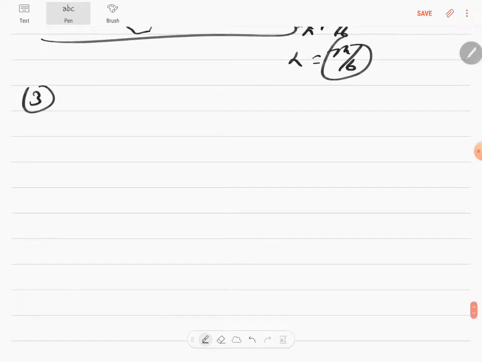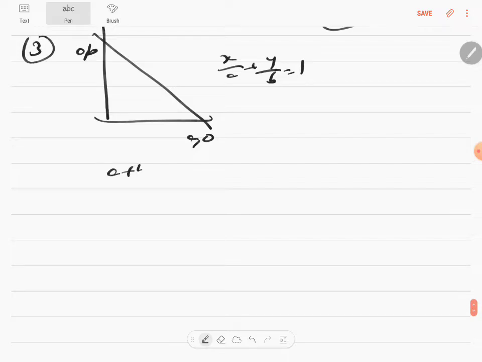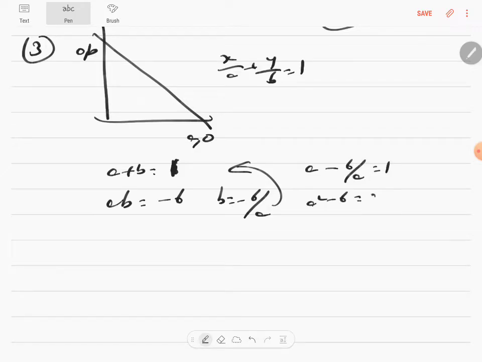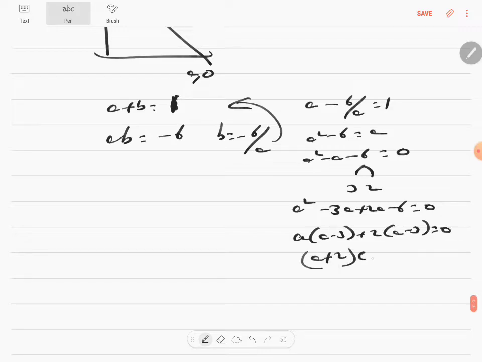An equation of a line which cuts off intercepts, the word intercept is there, which are a comma 0 and 0 comma b. The equation is x by a plus y by b is equal to 1, the intercept form, whose sum of the intercepts is equal to 1, and the product of the intercepts is equal to minus 6. So b is equal to minus 6 by a, substituting back in the linear equation, a minus 6 by a is equal to 1, a square minus 6 is equal to a, a square minus a minus 6 is equal to 0. 3 2s are 6, so splitting the middle term, minus 3a plus 2a minus 6 is equal to 0. So a into a minus 3 plus 2 into a minus 3 is equal to 0. So a plus 2 into a minus 3 is equal to 0. So a is equal to minus 2 and a is equal to 3.